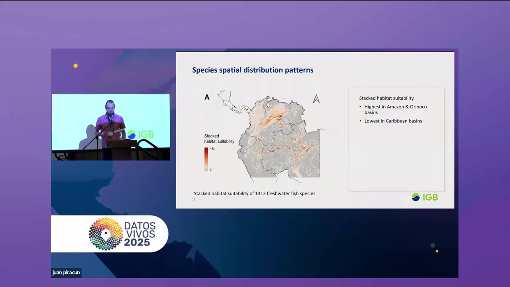And stacking them on top of each other gives you not species richness, but something similar. So the stacked habitat suitability maps actually follow quite nicely the main big rivers in the area. So the Amazon in the south, and the Orinoco river going up here, and its main tributaries. And the lowest habitat suitability we found on the Caribbean coast, which is also where not so many species occur.